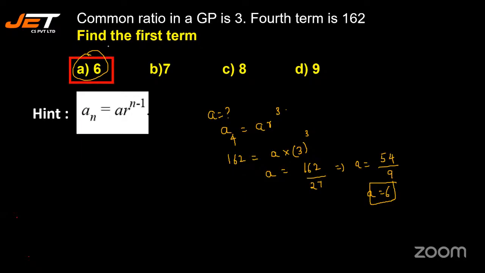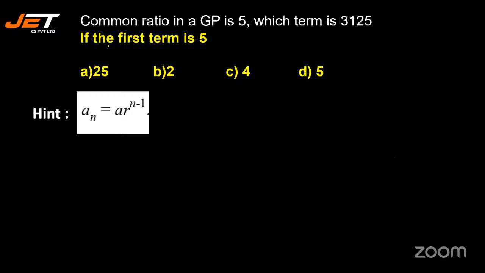All right, students, let's see. Yes, it is the answer. All right, now with this, we are moving on to the next sum. Common ratio in a GP is 5. So it means that r is 5.